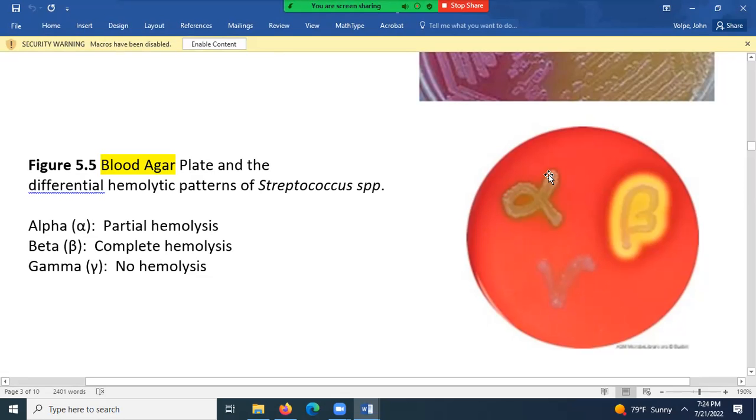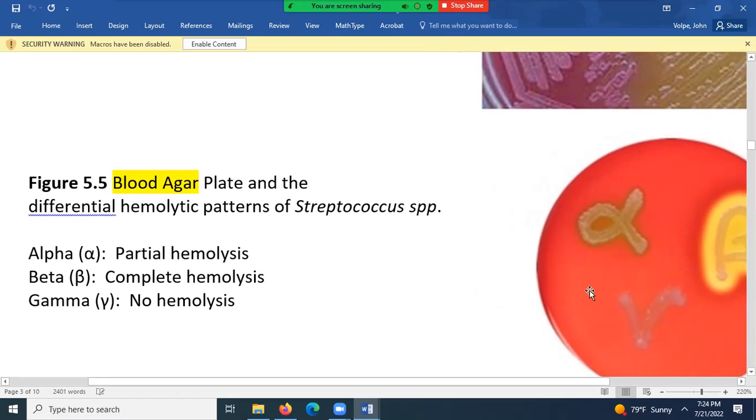Here we have alpha hemolysis. Let me blow that up a little. And you'll note the blood is red, but before we get to where the bacteria are, which are off white or white color in the alpha, we have a dark ring around the bacteria. The dark ring is from alpha hemolysis, which is also partial hemolysis.